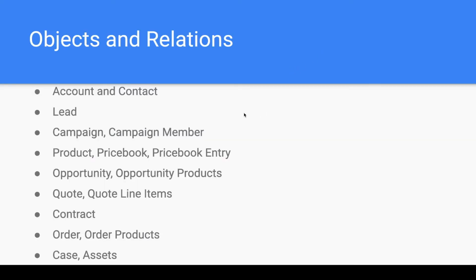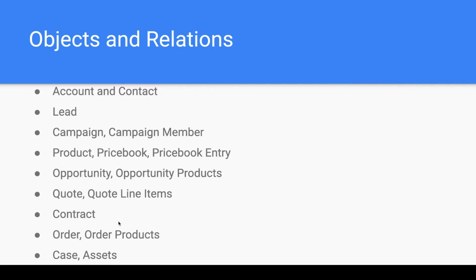So initially it might be a little confusing when I show the whole diagram, but we'll break it down chunk by chunk and I will explain each object, what its use is and how each of these is related to each other. And hopefully by the end of this video you will have a full understanding of all the objects in Sales Cloud and how they are related. Without much delay, let's get started.